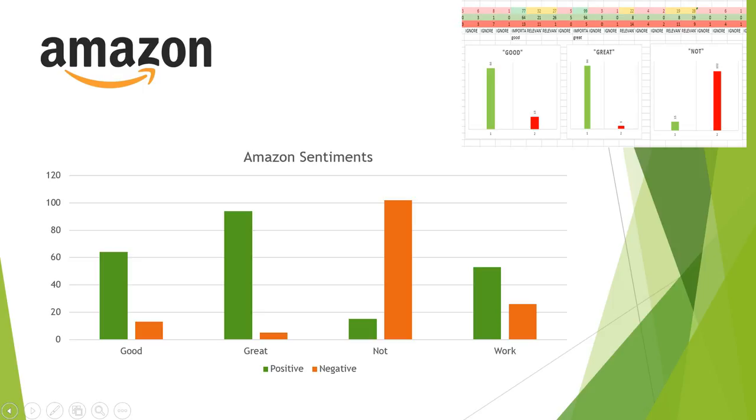In the top right-hand corner, you can see our actual Excel file, which calculates all those words through our VBA code and then can track whether or not it's positive or negative, and then will give us a graph on how many times those words actually come up.